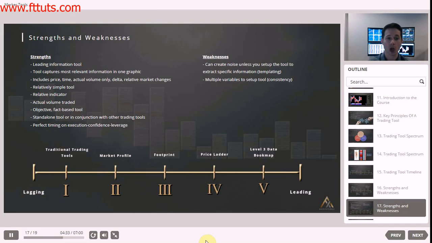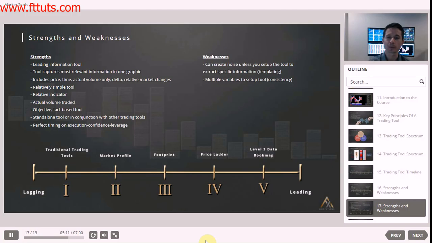Then it shows us only the actual volume traded, and this is where it trumps the price ladder quite significantly, is that the price ladder can show us a lot of spoofing and a lot of fake orders, whereas the footprint only shows us exactly what is being transacted. Note, it's an objective fact-based tool, and this is particularly important, is that we're not leaving the decisions on opinions or subjective information. We can see the buying coming into the market, we can identify a strategy around this buying, and we can execute on fact-based information.